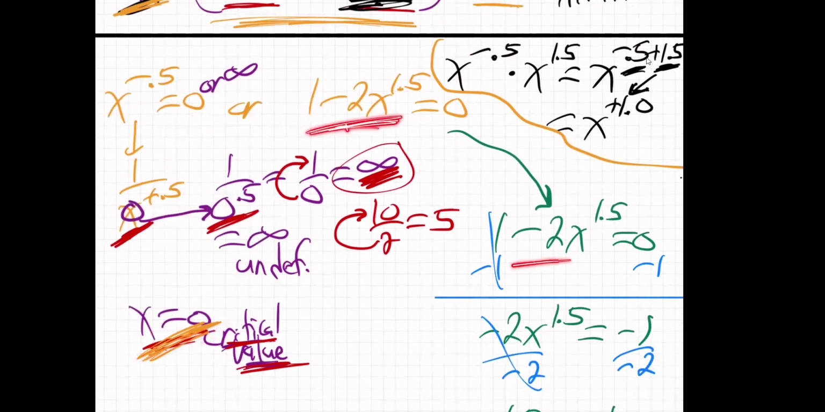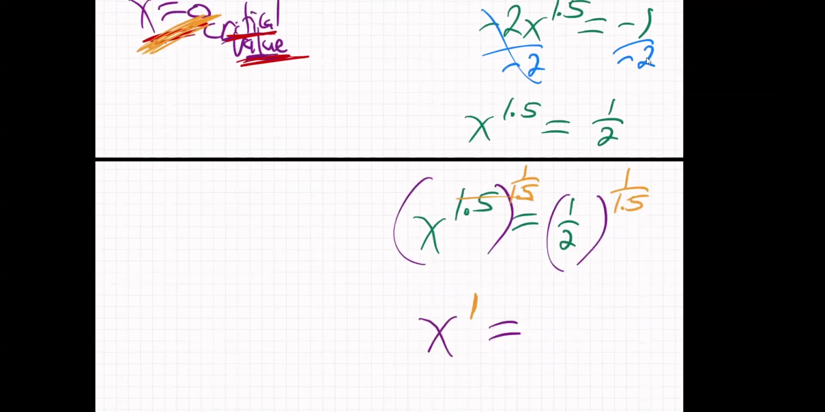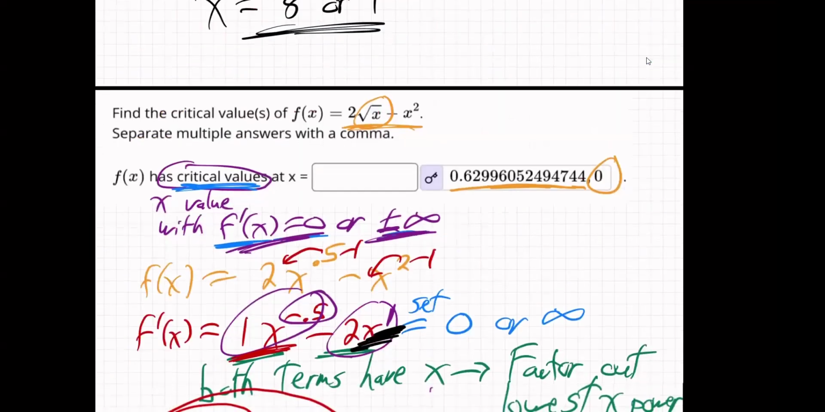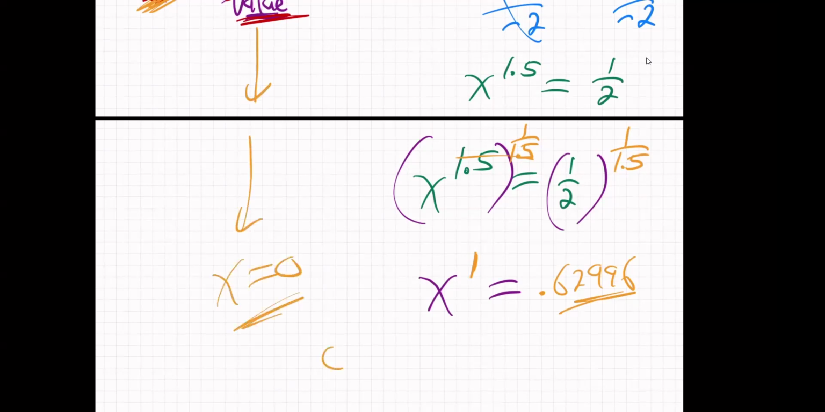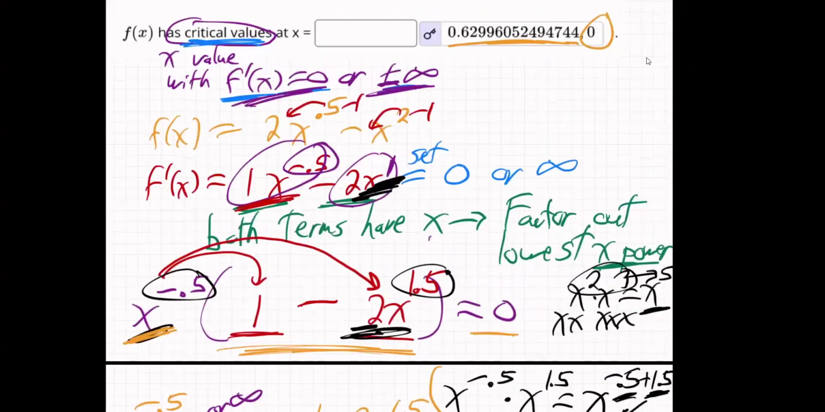Then solving the other side equal to 0, that was tricky as well. We had to get x alone, and that meant putting 1 over 1.5 power. And we got that weird, funky answer from our calculator. Let me write down, what is it? 0.62996, and of course, x equals 0. These are both critical values. They're both numbers, x values, that'll make the derivative, the slope, 0, flat, or infinity. They're both critical values, right? And so there we go.